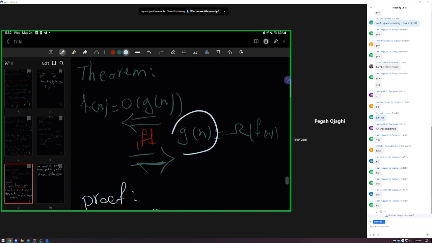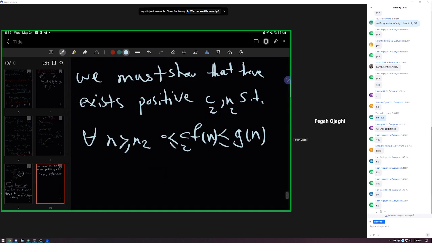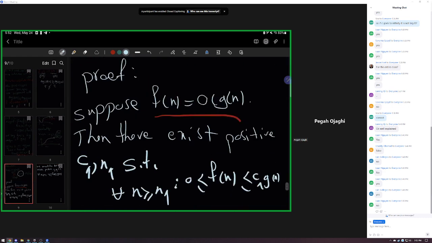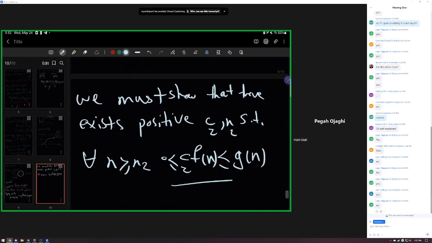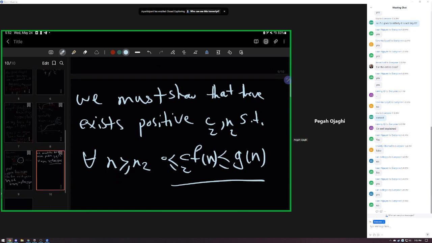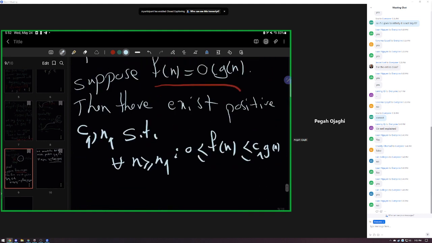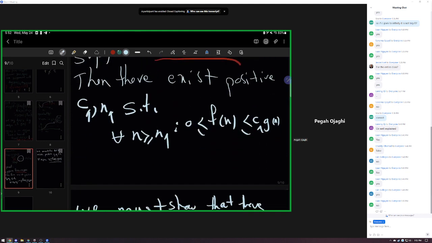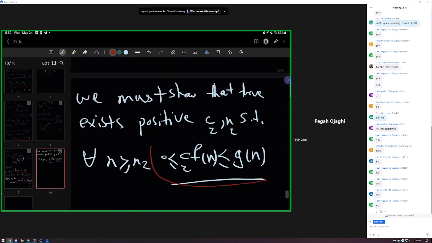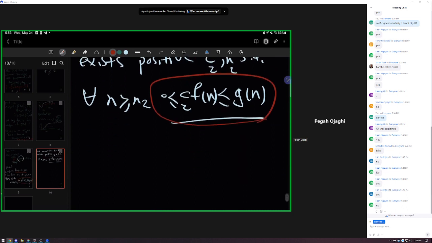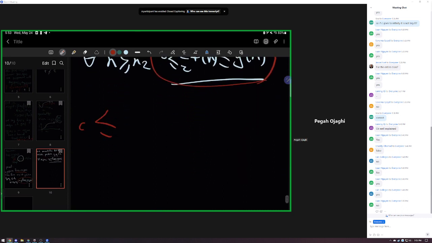Let's take this one: g of n is big omega of f of n. I wrote it like this. So how can I get from this red one to this one? Anybody has any idea? Let's write them together. I have this one, which is the definition of big O, and then I have this one.